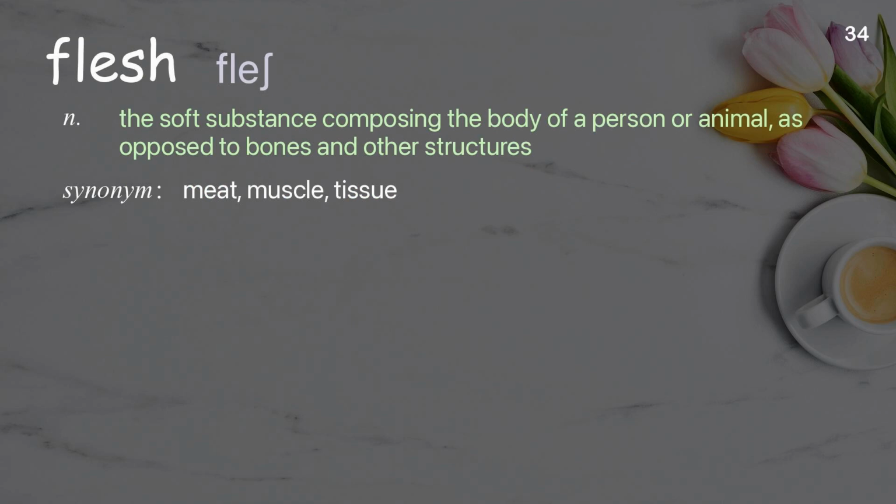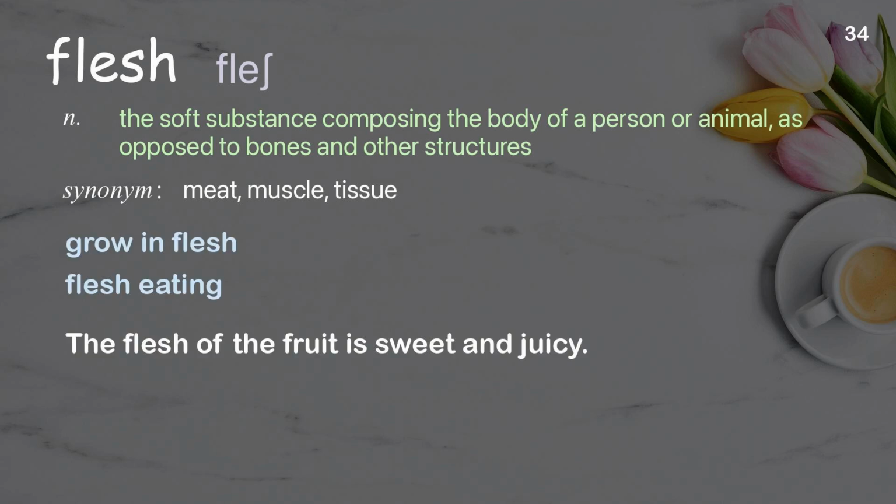Flesh. The soft substance composing the body of a person or animal, as opposed to bones and other structures. Examples: Grow in flesh. Flesh-eating. The flesh of the fruit is sweet and juicy.